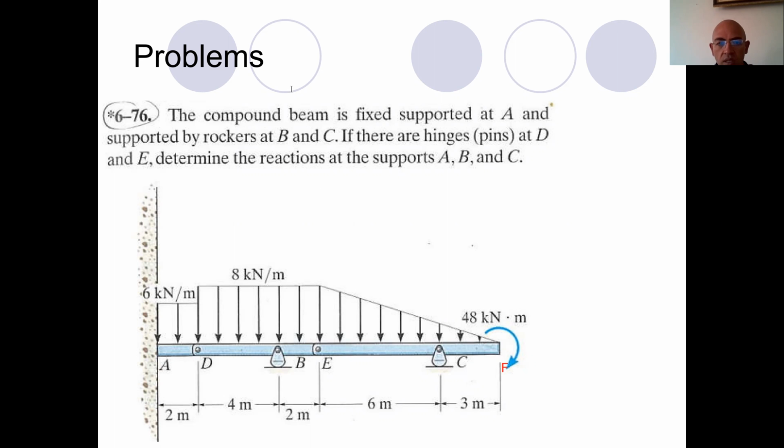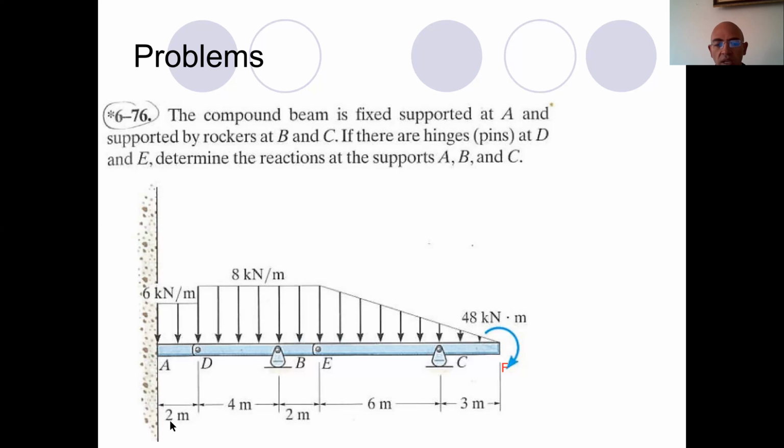And so there is a distributed load. From A to D, the magnitude of the distributed load is 6 kilonewton per meter. From D to B, it is 8 kilonewtons per meter. And from E to F, it is linearly decreasing from 8 kilonewton per meter to 0. There is an external moment, which is 48 kilonewton meters, in clockwise direction.